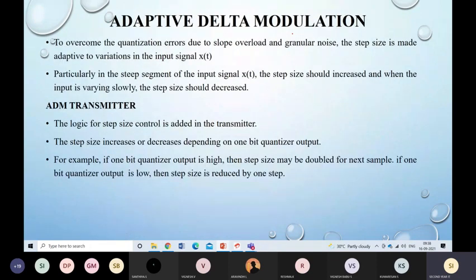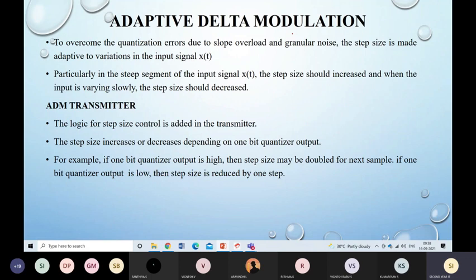Before adaptive delta modulation, there are two drawbacks: slope overload distortion and granular noise. When the input signal varies, your step size won't vary. It's the same fixed step size we are going to follow. In that case, if you find the difference between the input signal and the quantized staircase waveform, there will be a lot of difference.